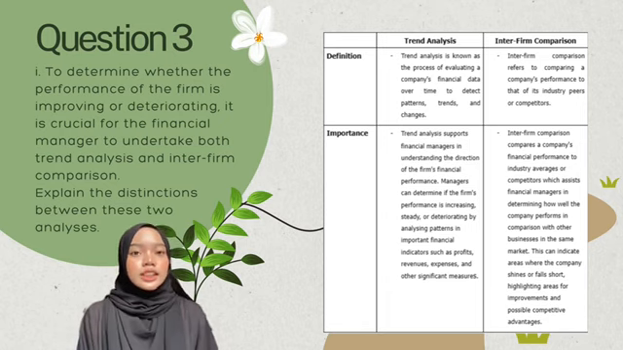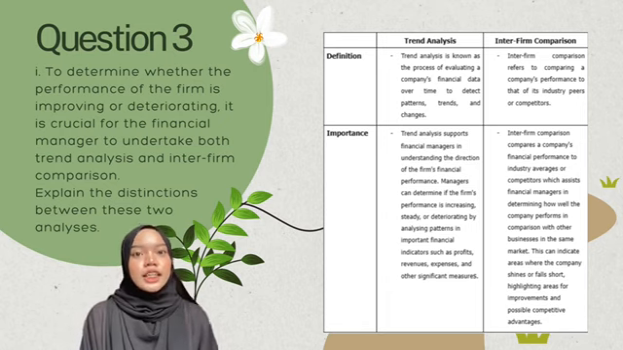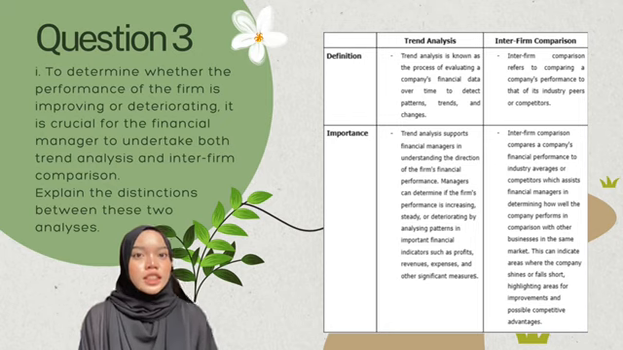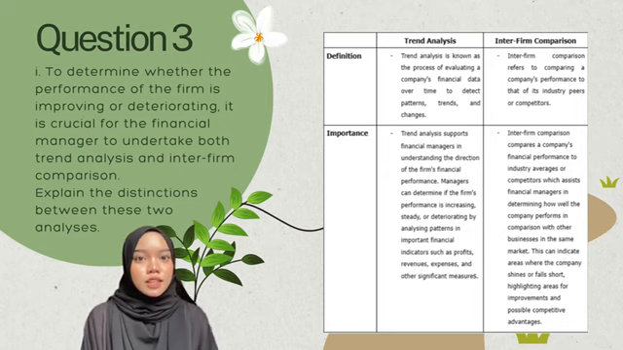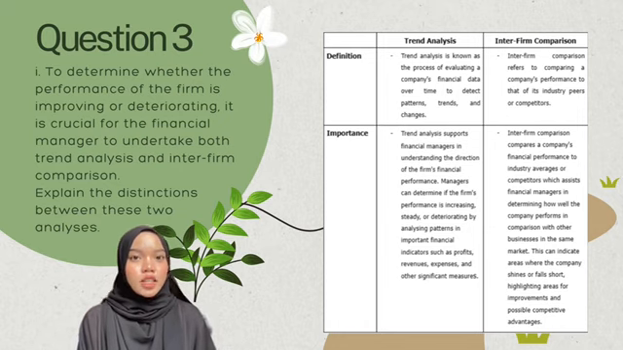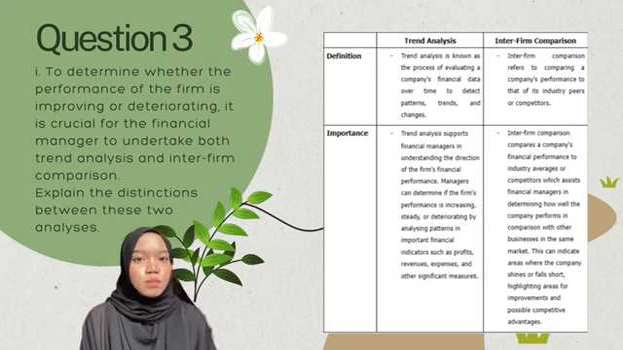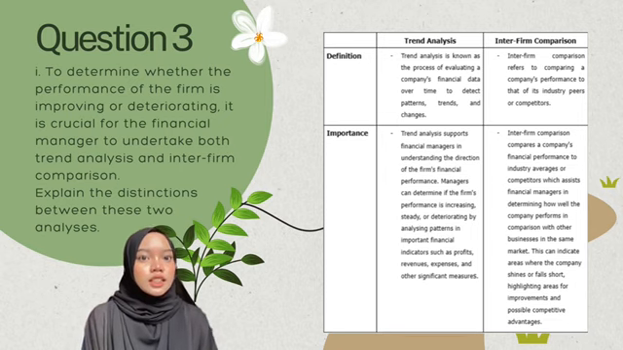Next, the importance. Trend analysis supports financial managers in understanding the direction of the firm's financial performance. And managers can determine if the performance is increasing, steady, or deteriorating by analyzing the patterns in important financial indicators such as profits, expenses, and revenues, and other significant measures. While interfirm comparison compares a company's financial performance to industry average or competitors, which assists financial managers in determining how well the company performs in comparison with the other business in the same market.